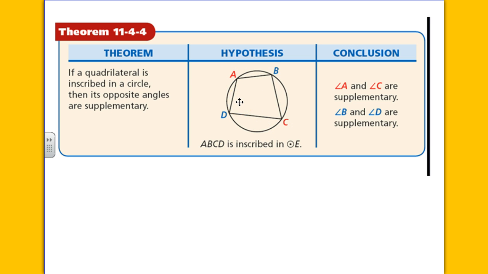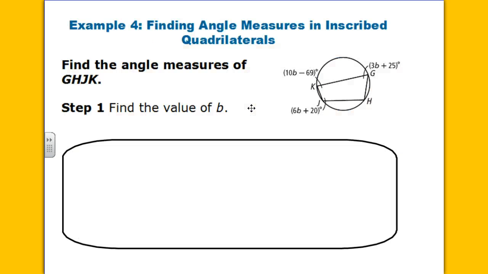supplementary. Okay, so think about it, if the opposite angles are supplementary, we have two 180 degrees, which is what we need to make our 360. So it's a neat relationship. So we can use that to find angle measures, and here we have expressions and so on. Can you find the value of B?